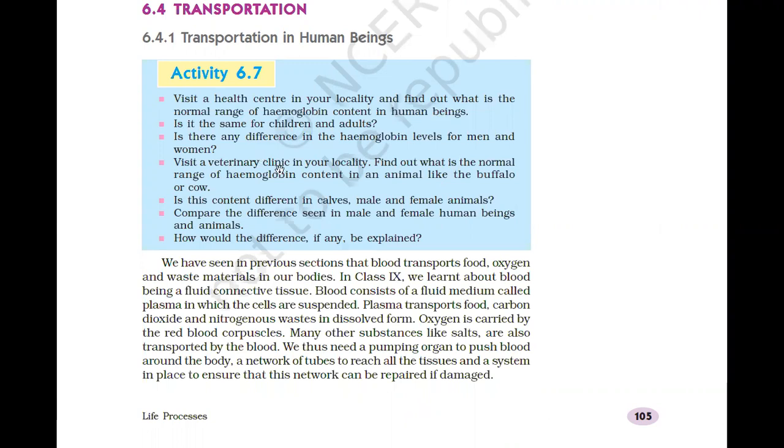Visit a veterinary clinic in your locality. Find out what is the normal range of hemoglobin content in an animal like the buffalo or cow. Is this content different in male and female animals? Compare the difference seen in male and female human beings and animals. How would the difference, if any, be explained?